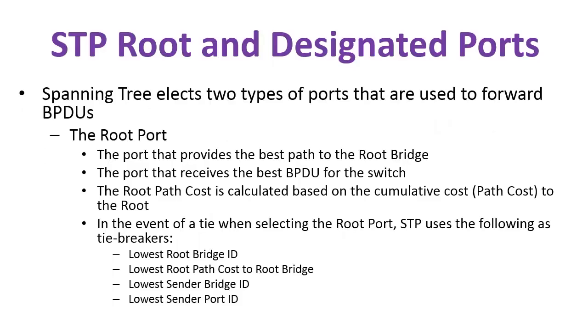So as you know, we've already talked about some of these ports, but spanning tree elects two types of ports that are used to forward BPDUs, and that's the root port. Now note, the root switch never has any root ports because this is the port that provides the best path to the root bridge. So every other switch is going to have one root port. That's the best path to the root bridge. The root bridge will not have a root port for obvious reasons. The root path cost is calculated based on the cumulative cost to the root.